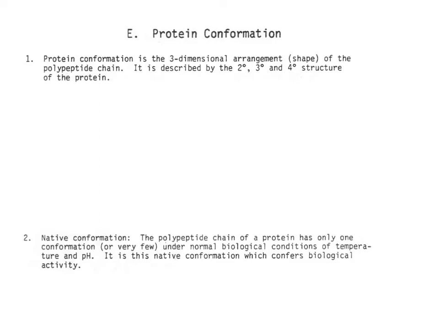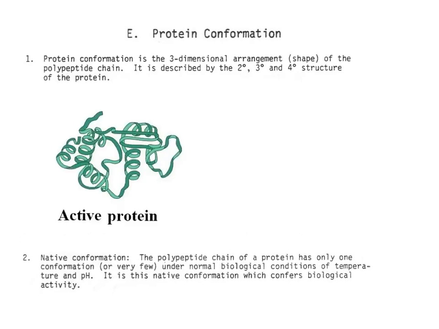When we put those four levels of protein structure together, we get something called the protein conformation. The protein conformation is defined as the three-dimensional arrangement or shape of a protein. It is described by the secondary, tertiary, and quaternary structure of that protein. So the conformation describes the overall shape.